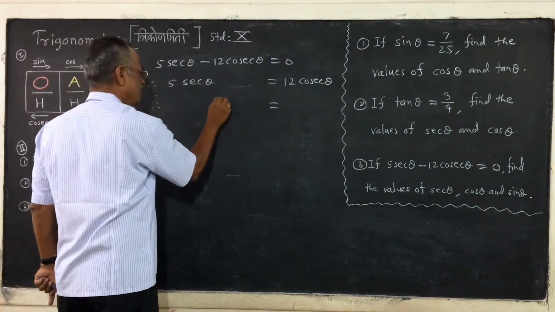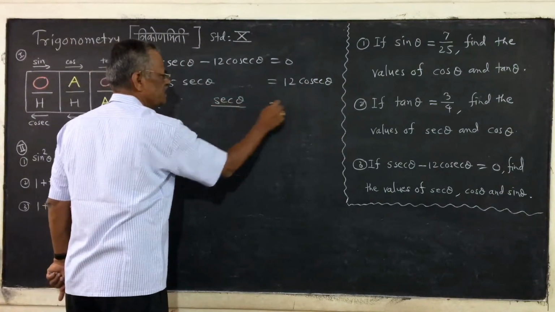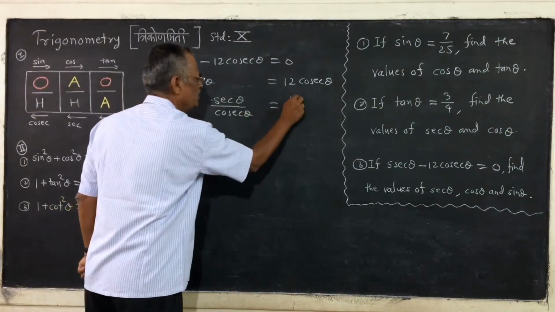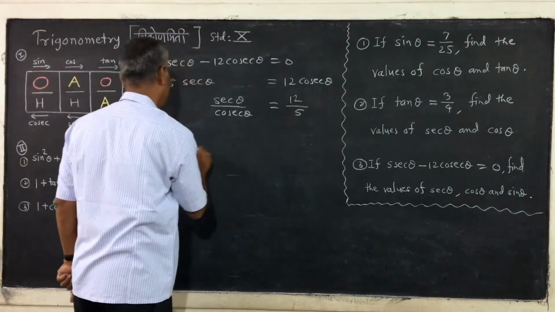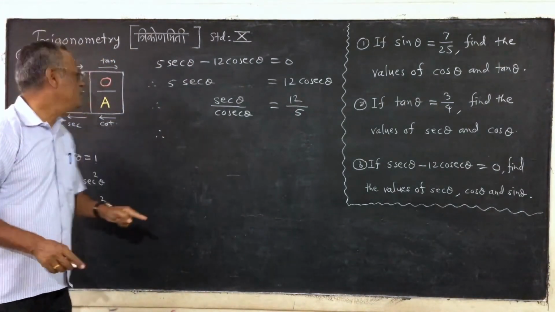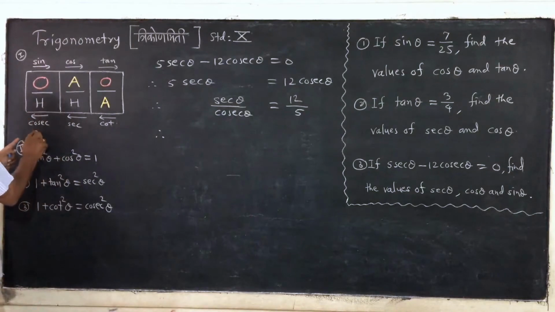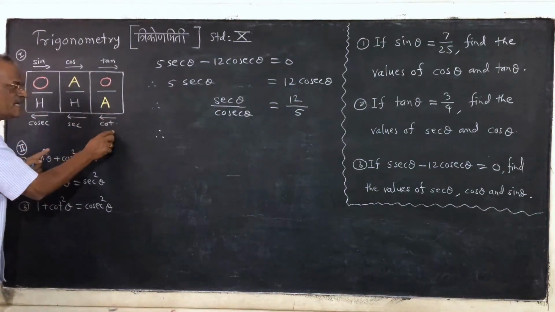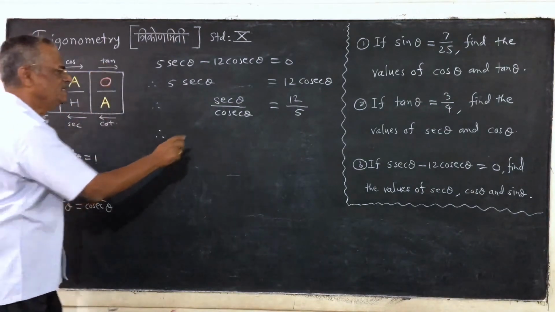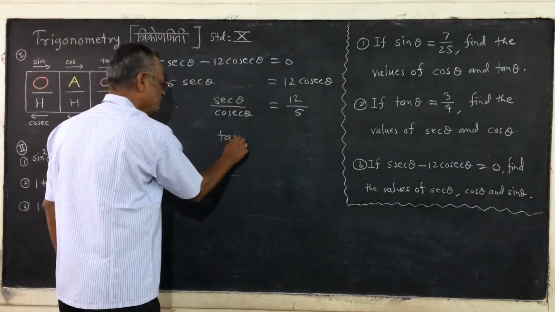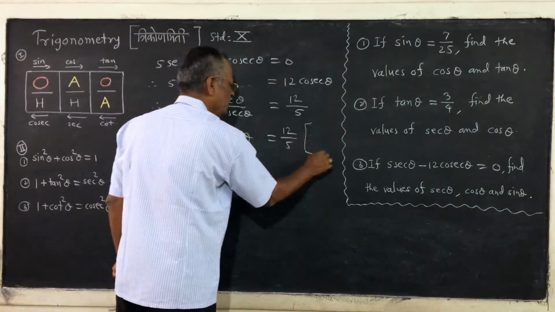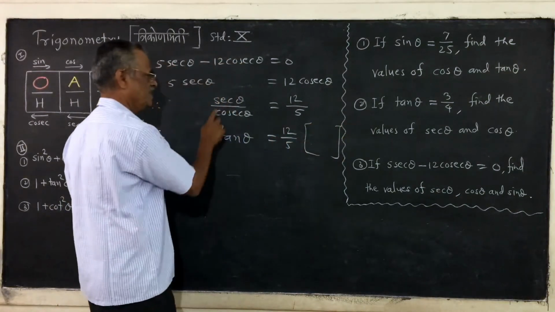After that, a very important step: sec theta divided by cosec theta, you are getting 12 upon 5. Now, what is the ratio? What is the value? Remember that sec theta upon cosec theta is equal to tan theta. So this is definitely tan of theta, and tan of theta is equal to 12 upon 5. You can write the reason here.